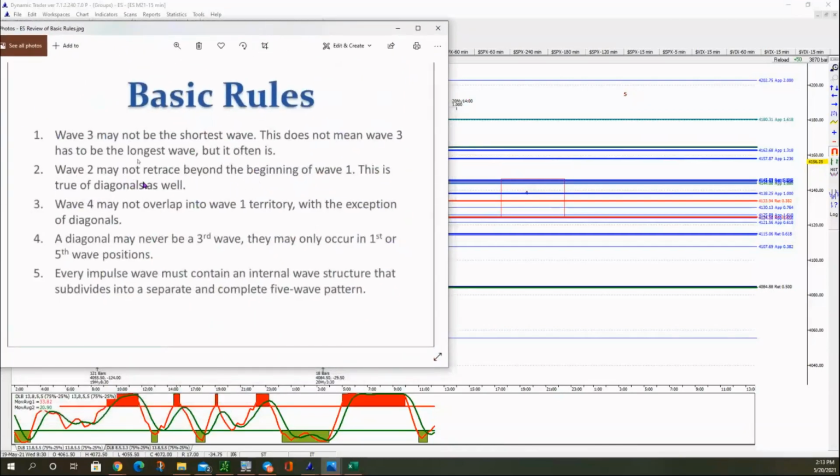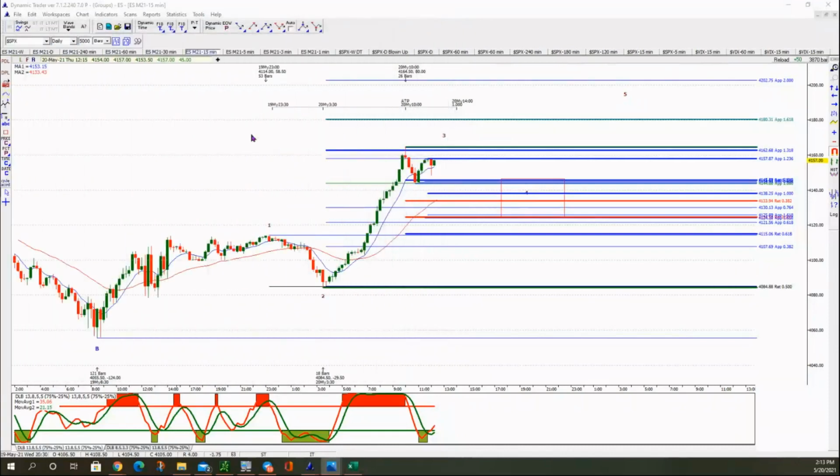Okay, this is a really important one too. Wave 2 may not retrace beyond the beginning of wave 1. This is true of diagonals as well. We haven't talked about diagonals yet, but we'll get into that. So when we started here, wave 2 cannot drop down here, or this voids. That's one of the rules. Just one of the rules. It would void the pattern. The other, we just went over it. If wave 3 were the shortest wave in this move up right here, this would not be an impulsive wave. It's probably something like an ABC or something like that.